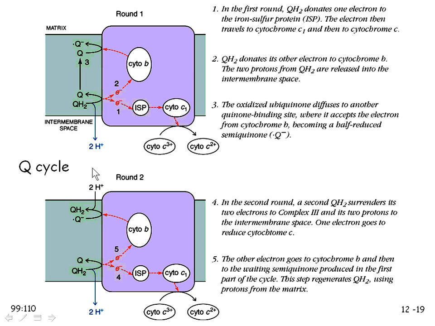In the second round, we also see protons moving. So protons are taken up from the matrix in order to make the QH2, and they're released to the matrix at that point of it. So it's a very effective way to move protons. And in the process, we get out of it 2 molecules of cytochrome C. Any questions about that ubiquinone cycle before I move on?